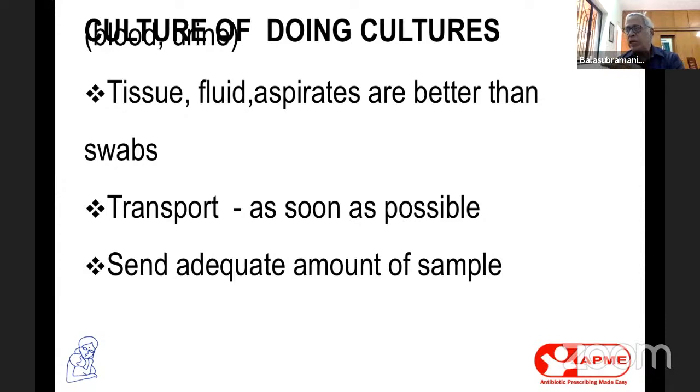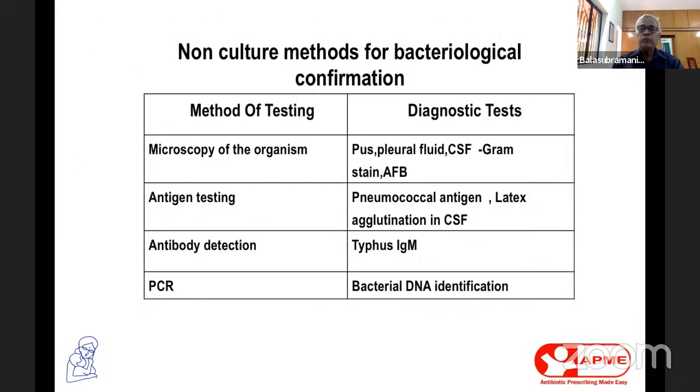In fact, in meningitis, if you want to get the best yield, you must straight away put it into the medium, run to the lab and give the specimen. And you should give adequate amounts of sample. Otherwise, the pathologists, even if you send the whole body, they will say specimen is insufficient.